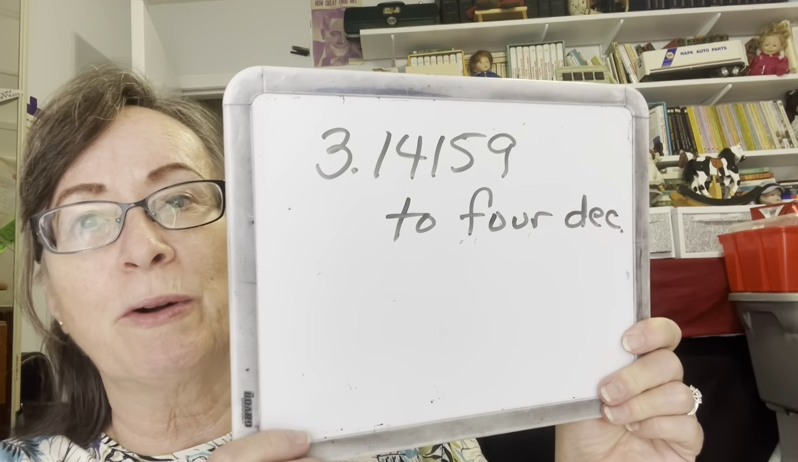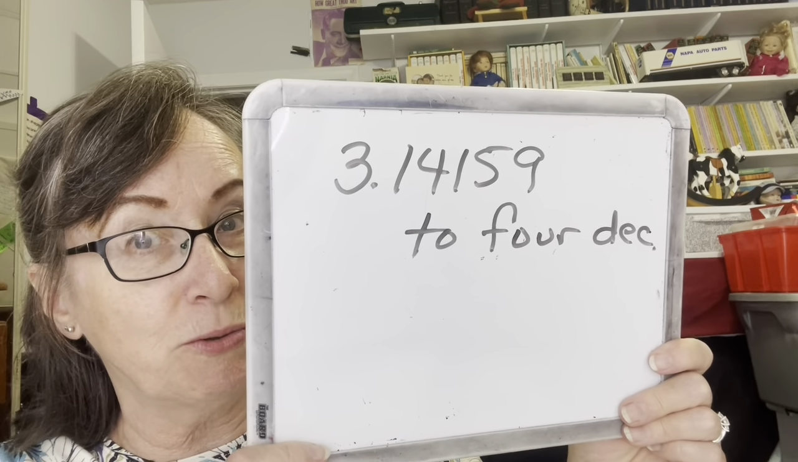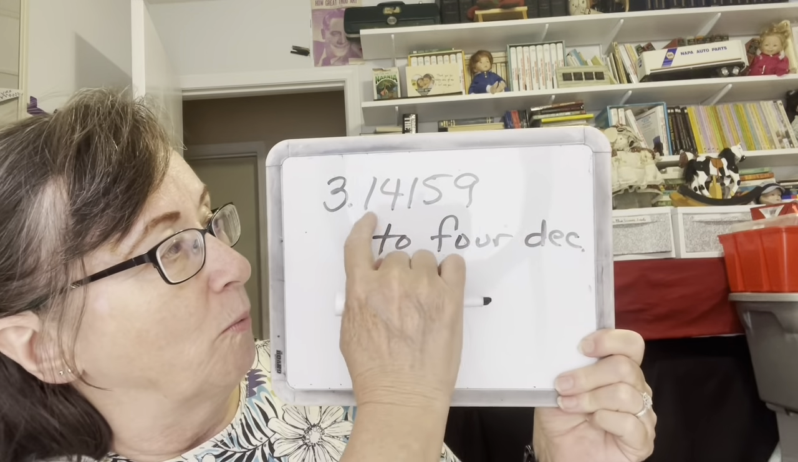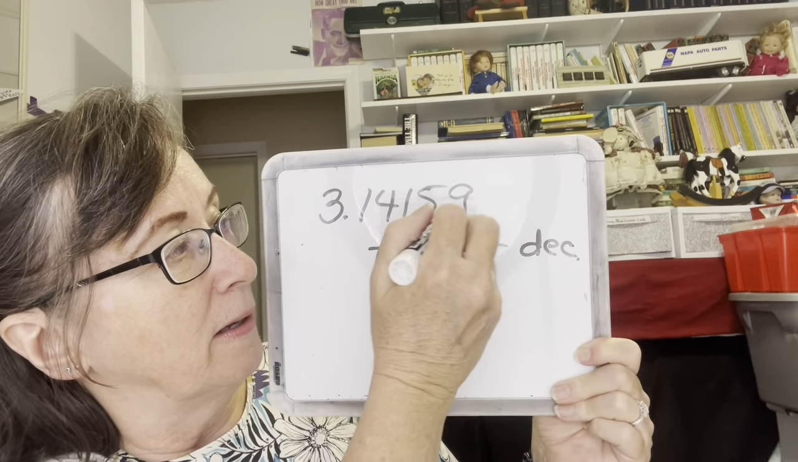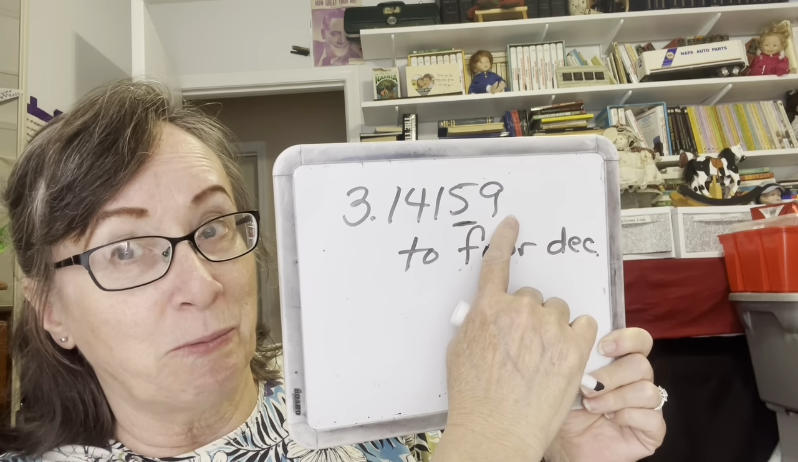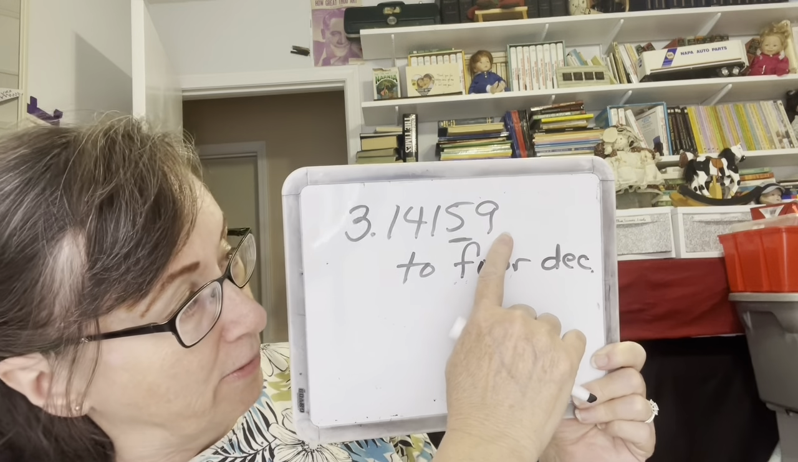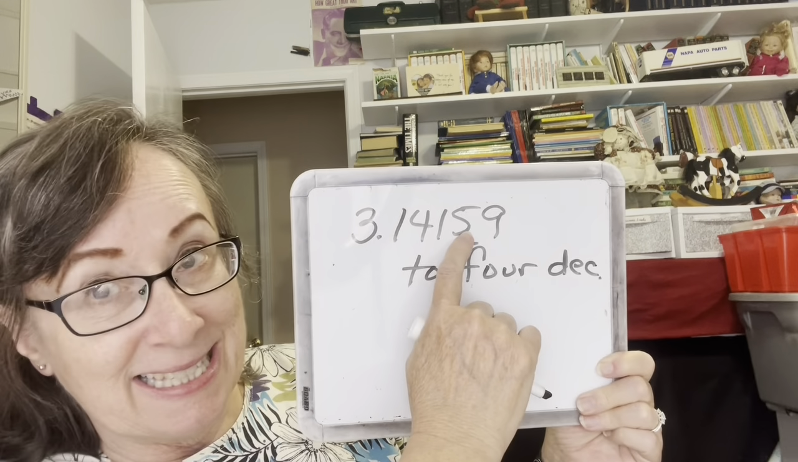Okay, so now we have a decimal. And we're going to round this 5 decimal places to 4 decimal places. So 1, 2, 3, 4. We have one digit after it. It's a 9, which means we round up, 5 or greater than 5. We round up. That becomes a 6.